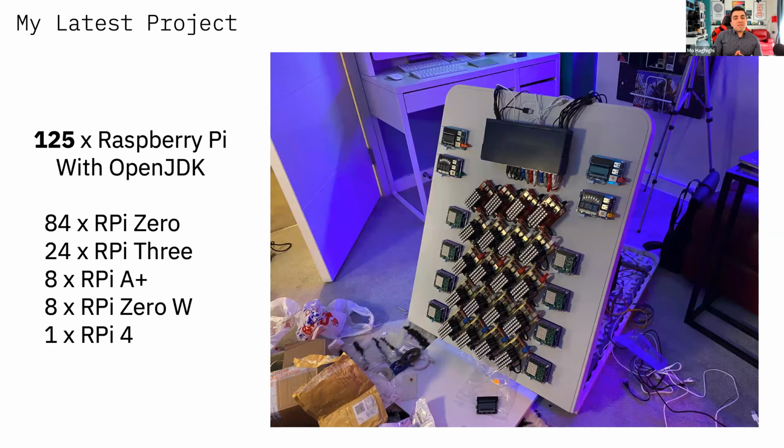My latest project is a cluster of 125 Raspberry Pis, which is something I've been working on since 2016. I have used this platform for many applications, including stream processing, coalition formation, and federated learning, which is something I've been working on recently. So this platform's got 84 Raspberry Pi 0, 24 Raspberry Pi 3s, 8 Raspberry Pi A+ model, and 8 Raspberry Pi 0W, and 1 Raspberry Pi 4, which is basically on the bottom, taking control of everything. And later, I changed the platform to have more Raspberry Pi 4 instead of Raspberry Pi 3. And everything is programmed with OpenJDK, which is the open source version of the Java programming language.